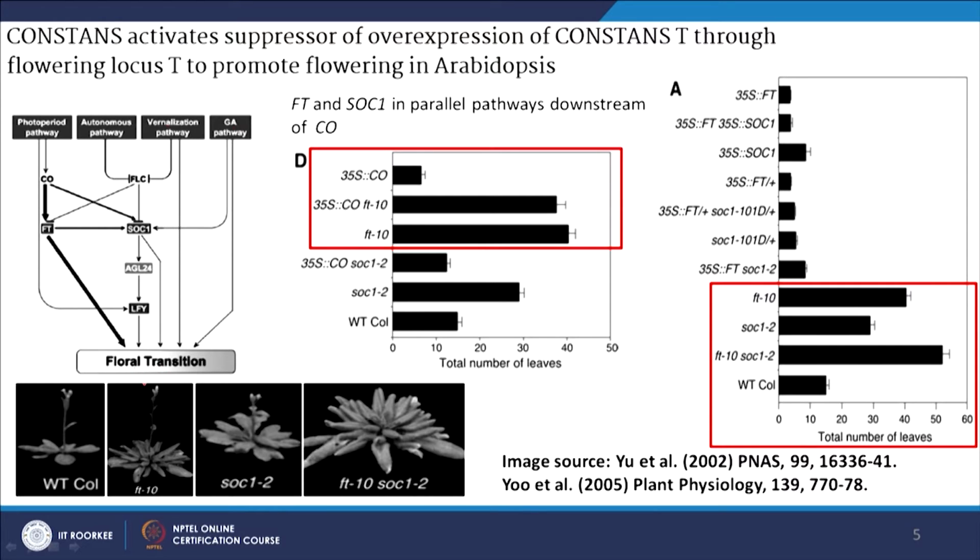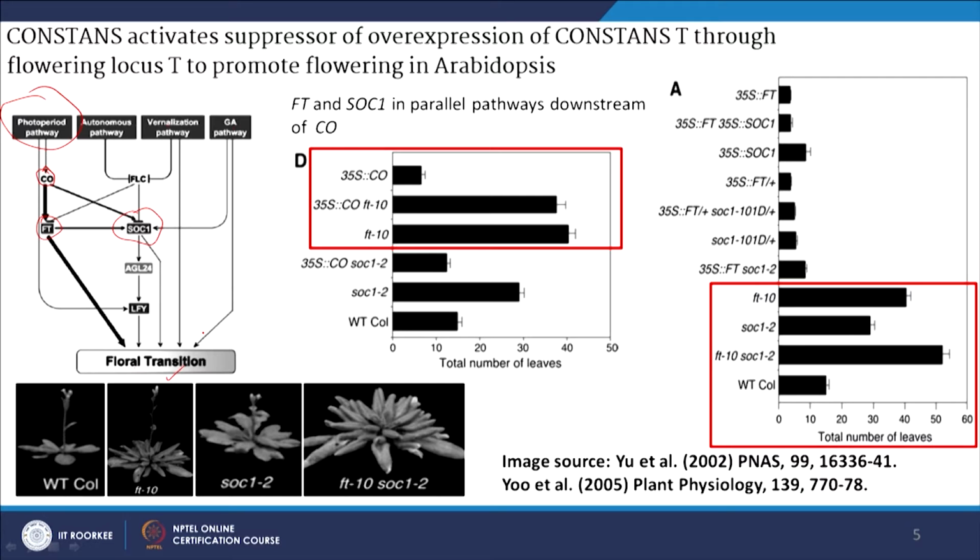So, I will take a few examples. The photoperiod means the amount of light a plant is getting. Based on that, we can define the entire plant into 3 categories: long day plant, short day plant, or day neutral plant. In long day condition, one gene which gets activated is CONSTANS, and then CONSTANS activates 2 pathways, FT and SOC1, and they have independent or parallel pathways to regulate the floral transition.